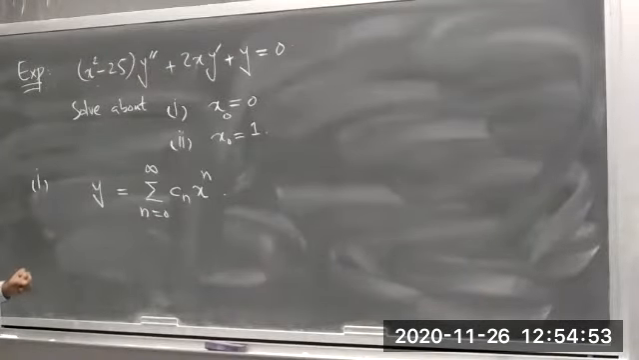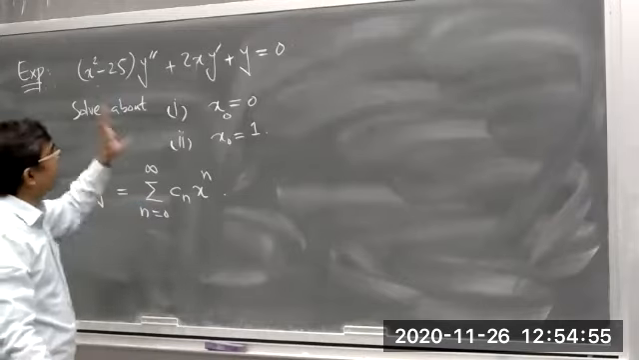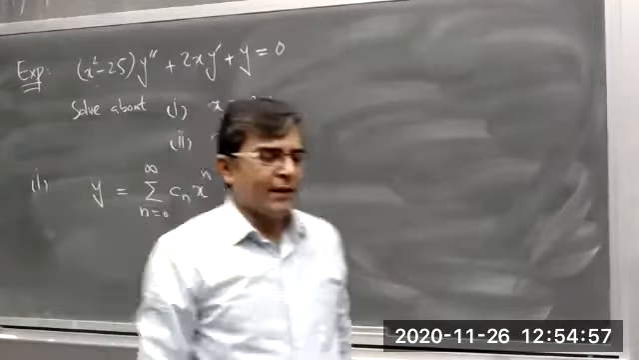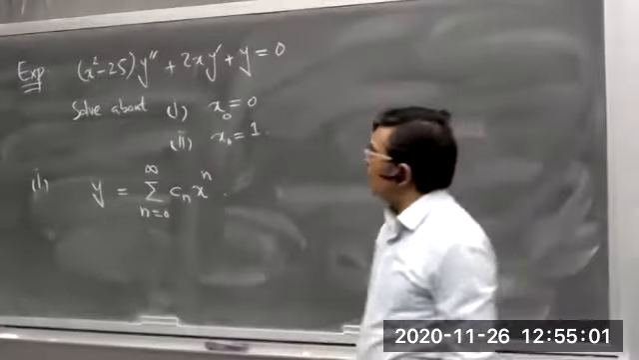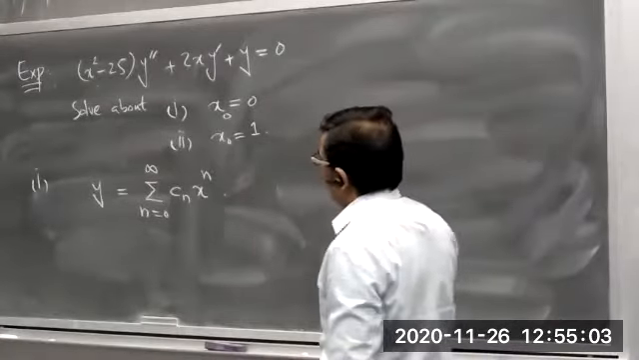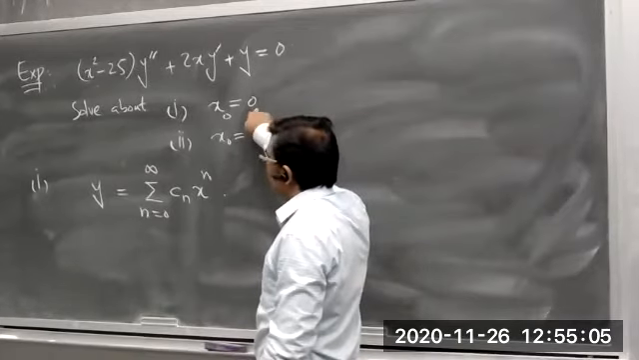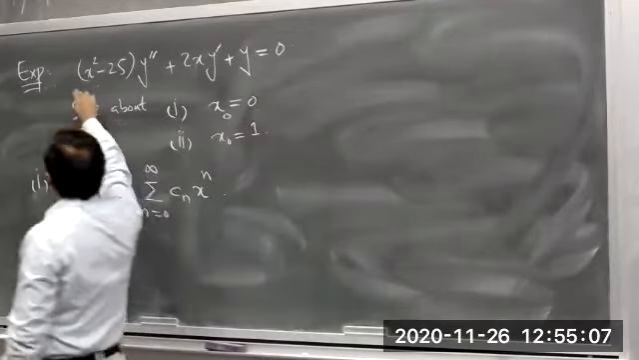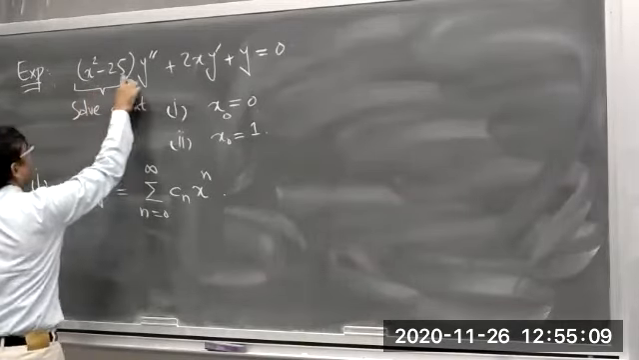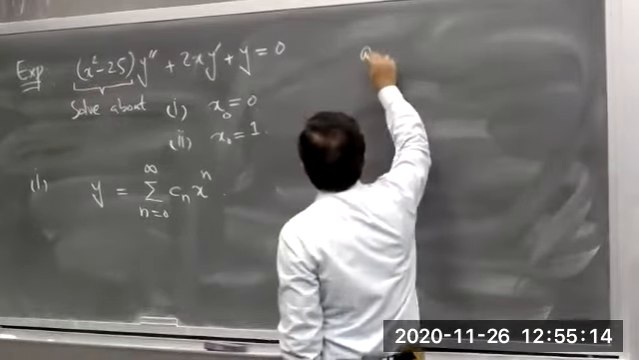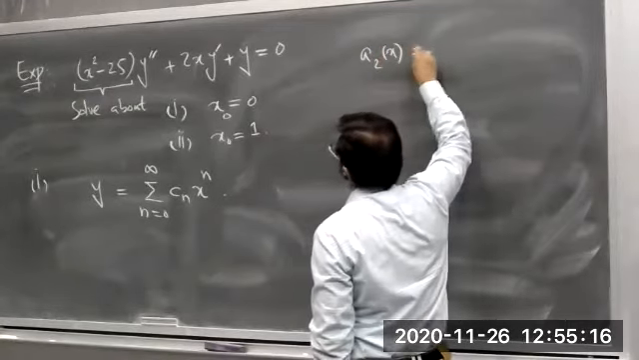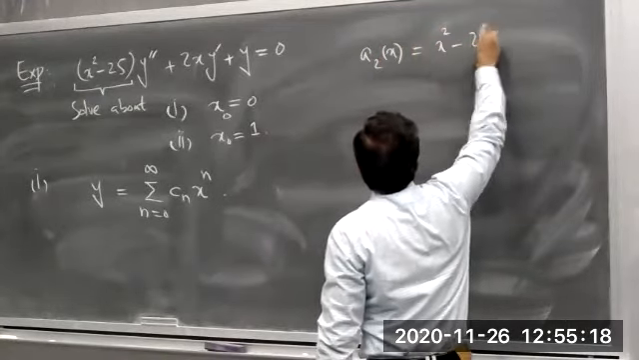Now, without solving this differential equation, we can find the radius of convergence and interval of convergence of any given differential equation about any point x naught. Now look at this, the coefficient of y double dash. The coefficient of y double dash is a2 of x, and it is x square minus 25.